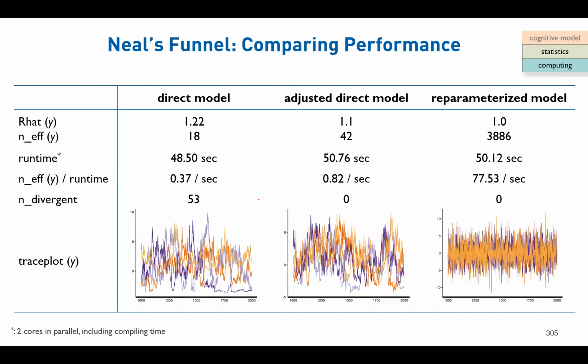Yeah, good. I haven't explained the middle part. What is that? What is the adjusted direct model? That is still a direct model. So here this is direct. Here this is adjusted direct. What was adjusted?